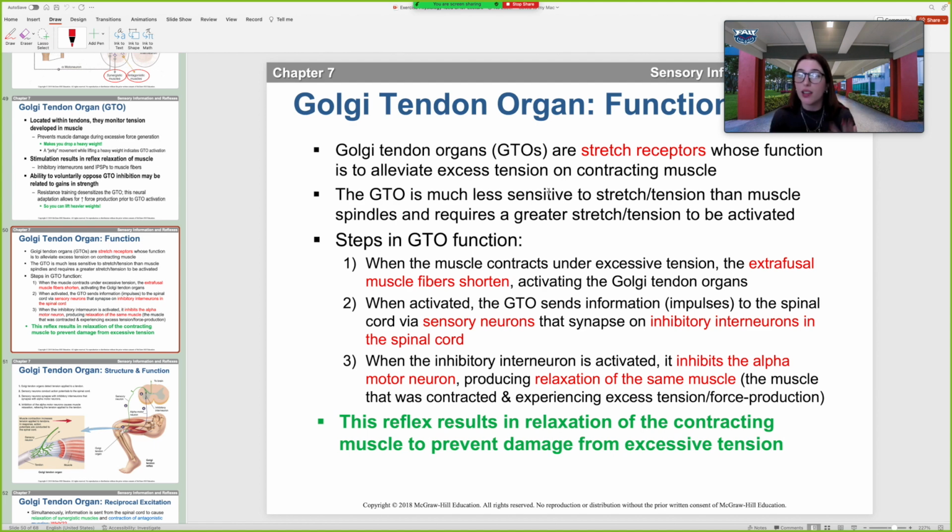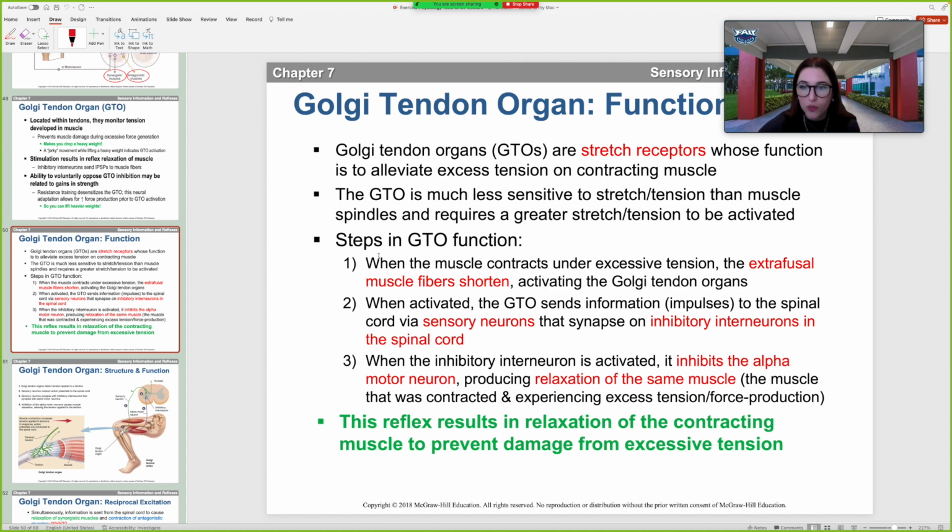It's active all the time. But the GTO is kind of like that last-minute protective resort, right? We don't really need the GTO to kick in unless we're really about to hurt ourselves. So the GTO is less sensitive than the muscle spindle, and it takes more to actually activate the GTO.